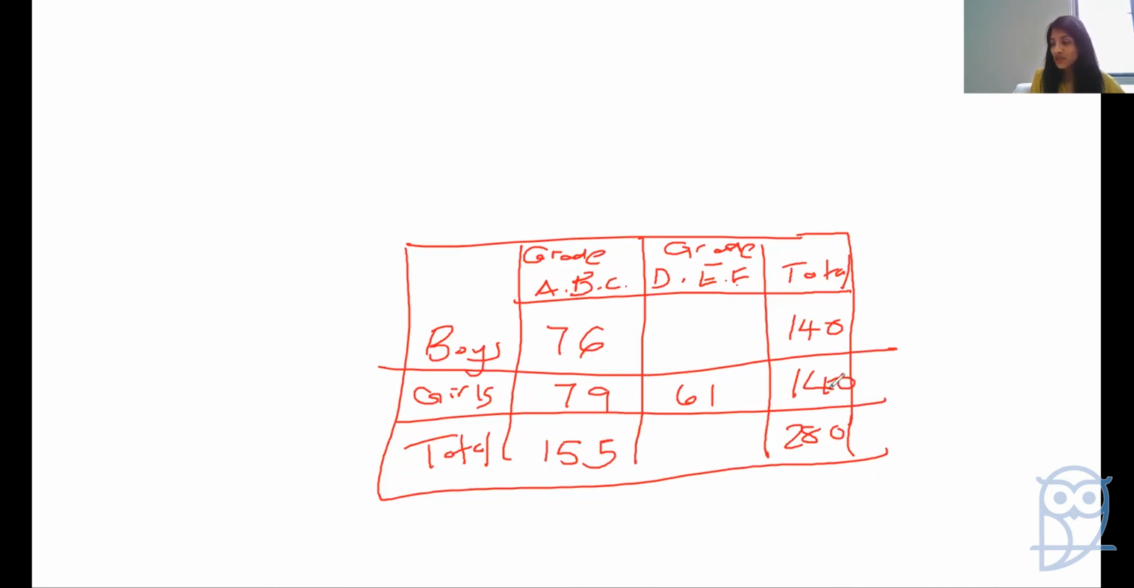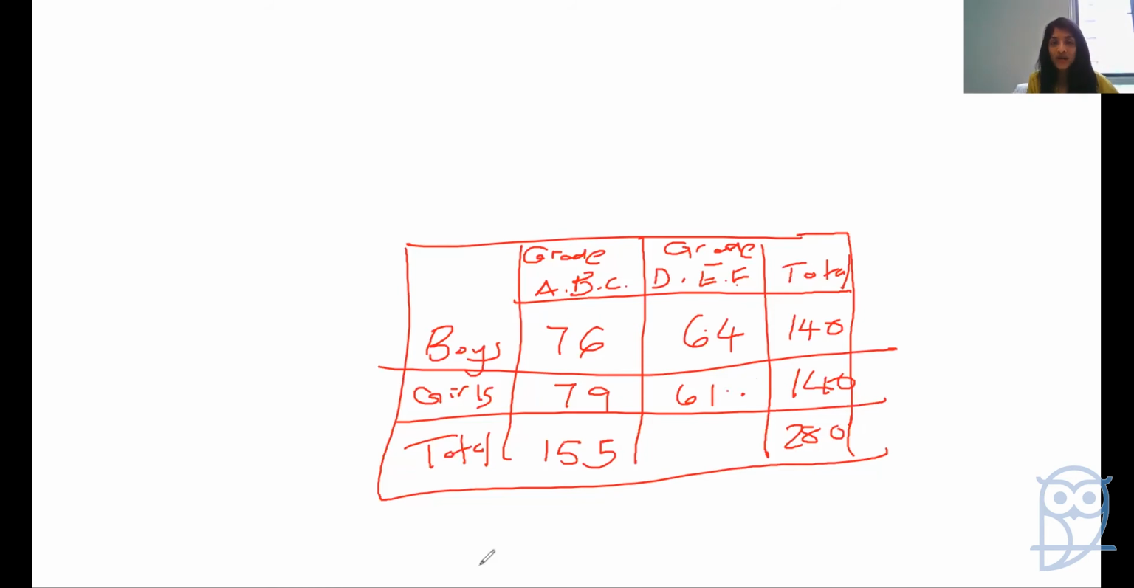Okay, so now we go to the part where we've got 61 girls that are getting D, E, or F. How do we work out how many boys are getting D, E, or F? So we just say 140 minus 76, and your answer will be 64.